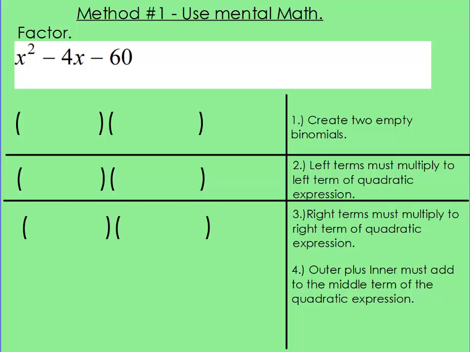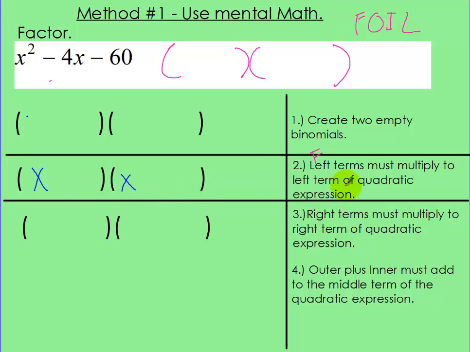So if I want to actually factor using mental math, these are your steps. First you want to create binomials. So basically just 2 empty binomials. Binomials have 2 terms, so just create empty parentheses. Now, the left terms in each parenthesis must multiply to the left term of the quadratic expression. If we were doing FOIL, the left terms mean the first terms. So the first terms must multiply to x squared, and that's going to be x times x.